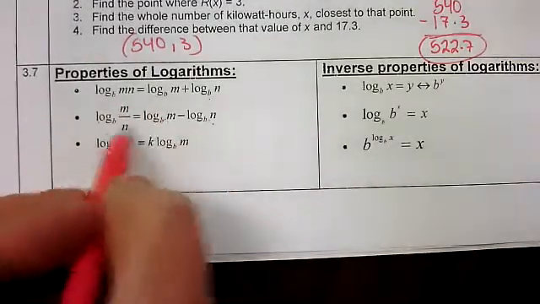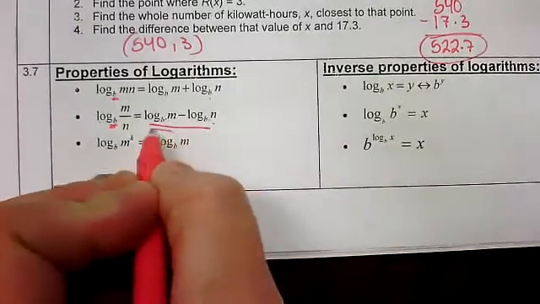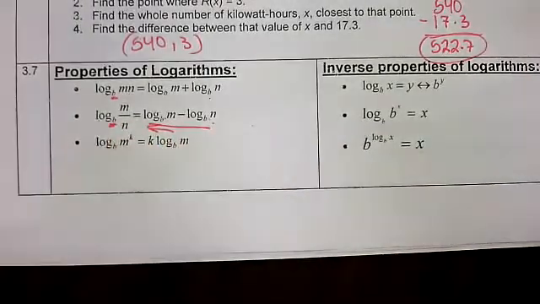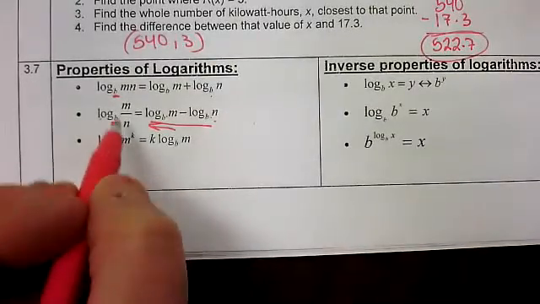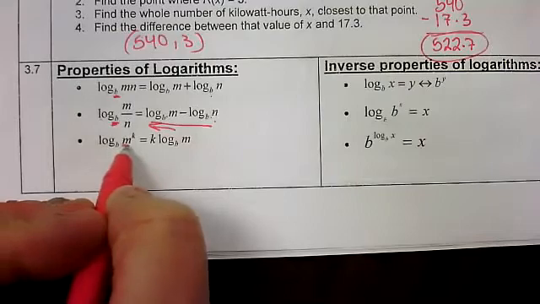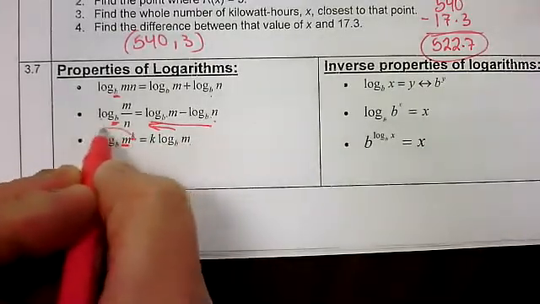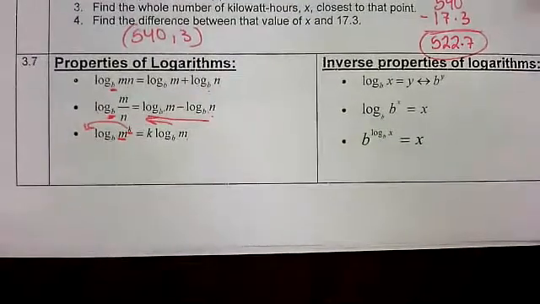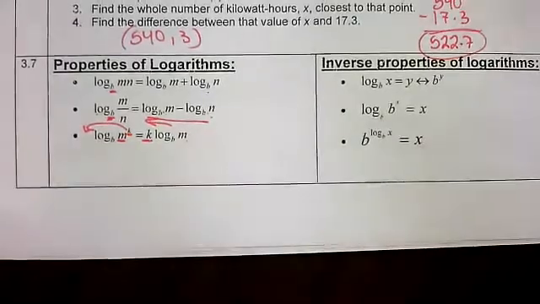Now keep in mind that these have to have the same base, especially if we're going from this way back to combining it, simplifying it. This is the argument raised to a power. Anytime you have that, the exponent always goes to the front. So you can see here that that exponent has moved to the front.